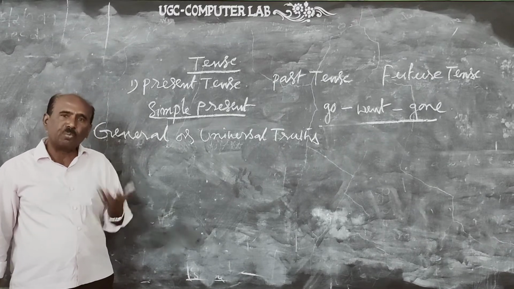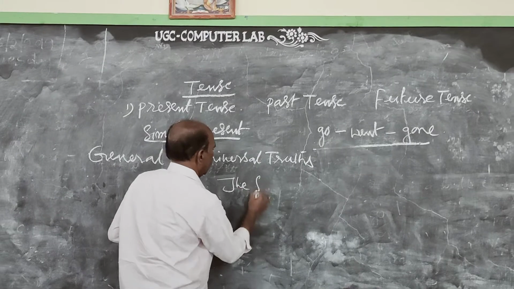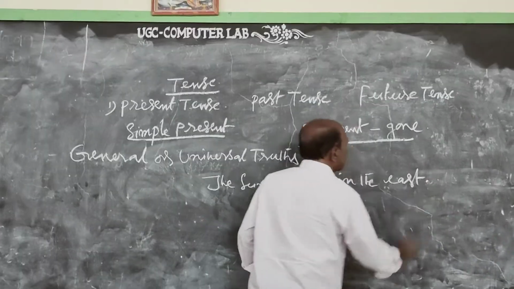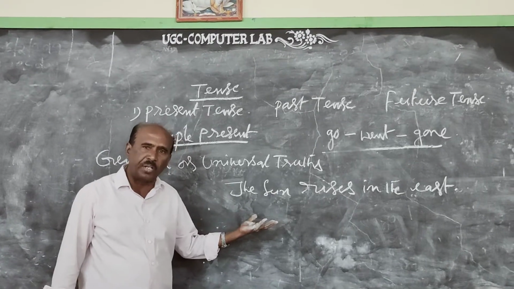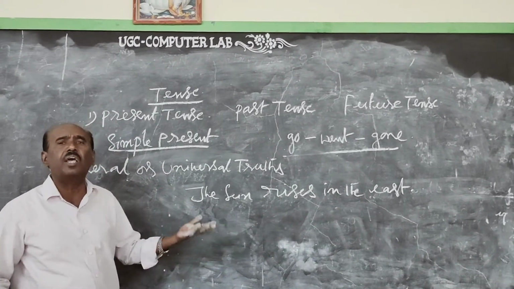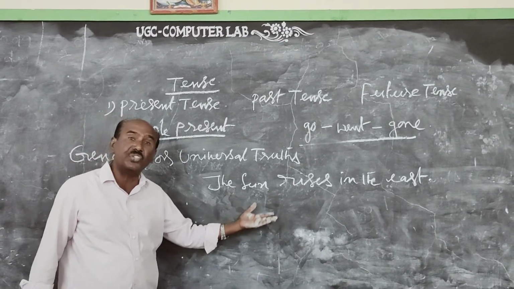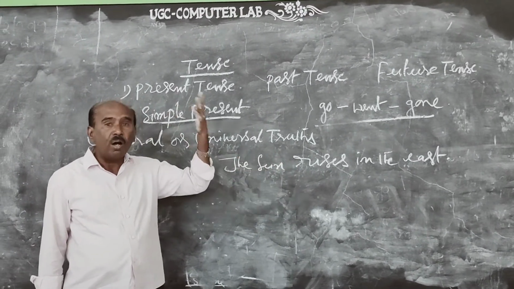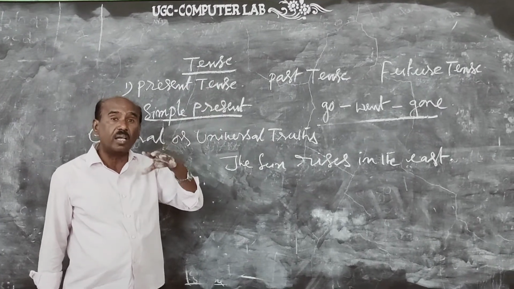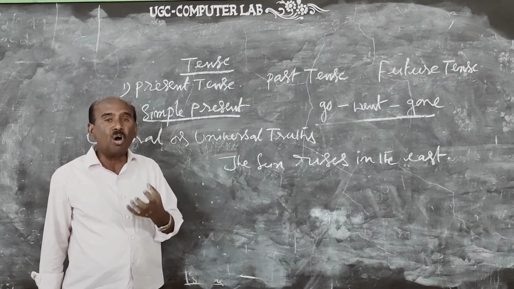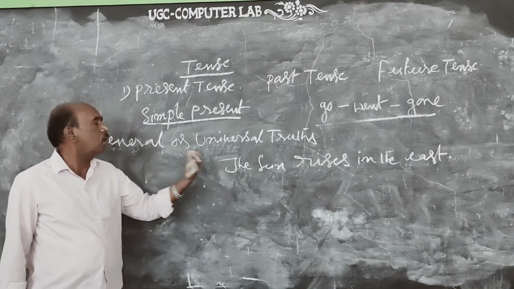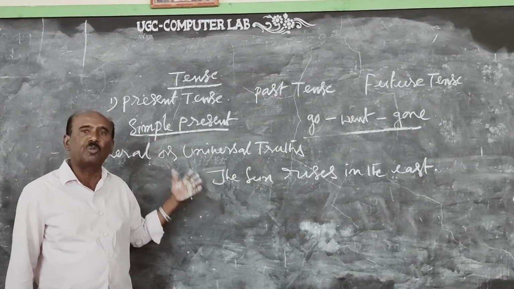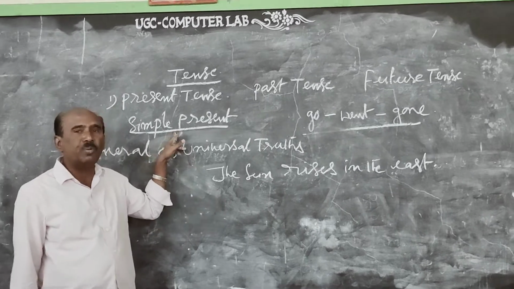For example, if we take the sunrise, the sun rises in the east. It happens always. The sun always rises in the east. Like that, the sun sets in the west. Like that, the earth moves around the sun. Birds fly in the air. Ice melts. Man is mortal. They are general or universal truths. For general or universal truths, the verbs should be always in simple present tense.